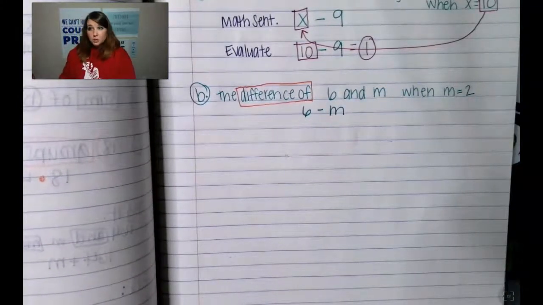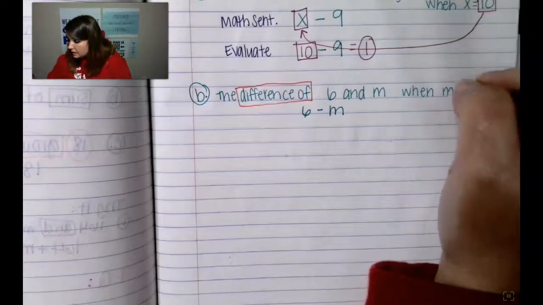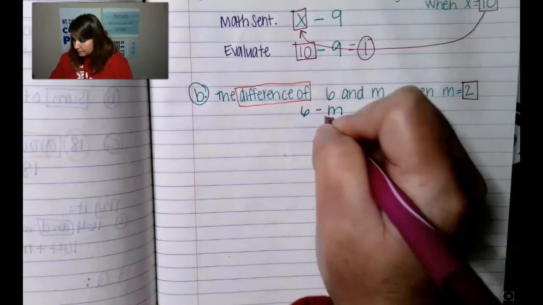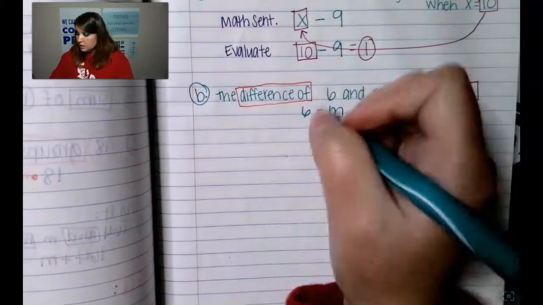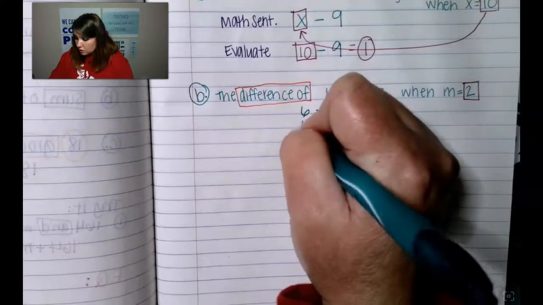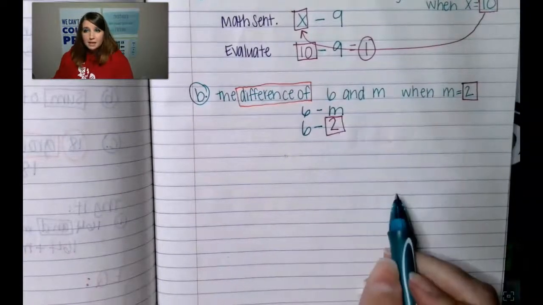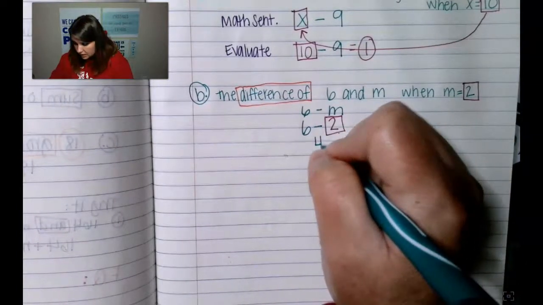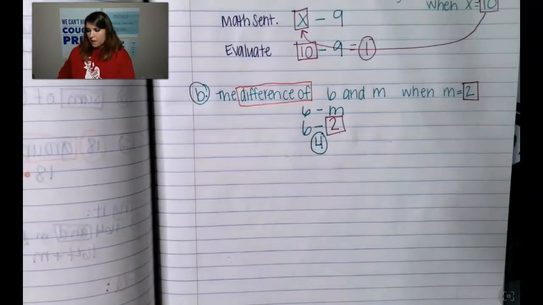Now we're ready to substitute in m equals 2. Where I see the m, I put a 2. So 6 minus 2, and I get 4. 6 minus 2 is 4. So the difference of 6 and m, if m is equal to 2, is 4.